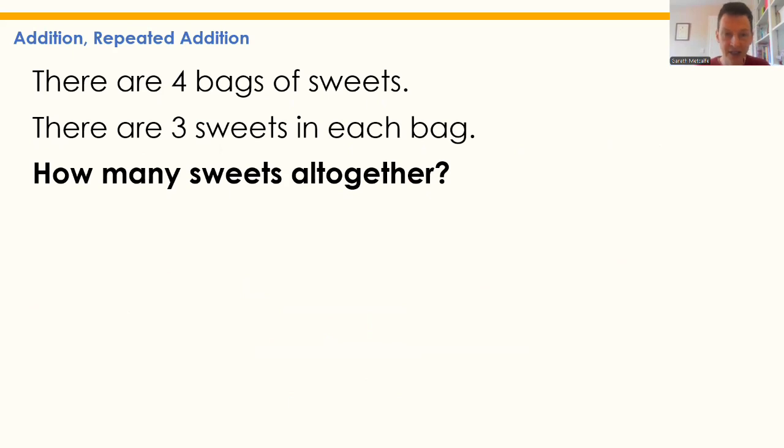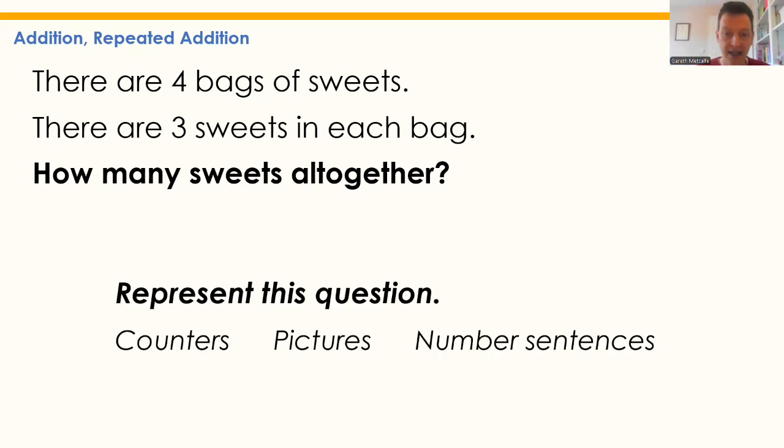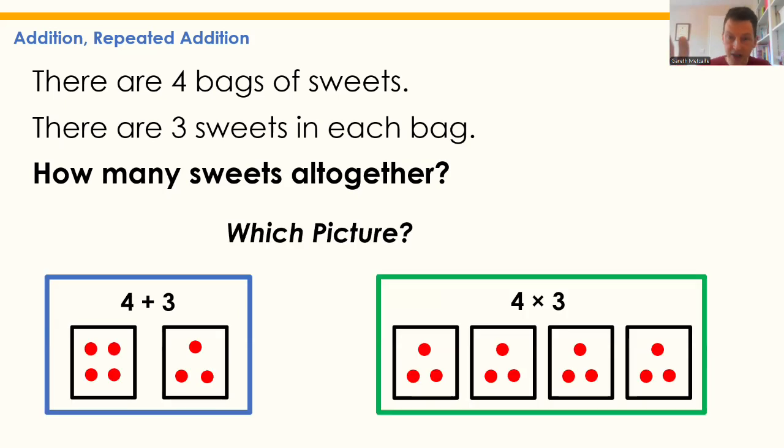There are 4 bags of sweets. There are 3 sweets in each bag. How many sweets altogether? And children having to discern between an addition and a repeated addition question. Again, there, children could represent that question. It might be you choose counters, it might be with pictures. And then we want children to have something concrete to compare with. So we bring up the 2 examples.